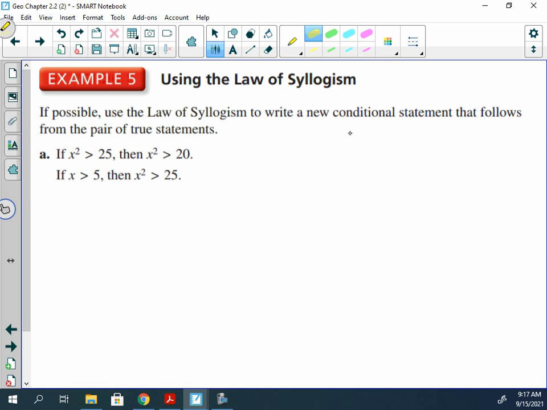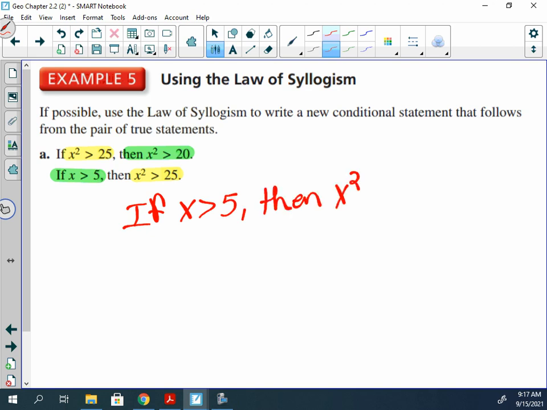Is there one that matches up in both of these statements? x squared is greater than 25, yes? Is one of them the hypothesis and one of them the conclusion? Mm-hmm. So what's left over? Okay, so I want to write a new statement. Well, we have if and then, yes? Which one would go first? If x is greater than 5, then x squared is greater than 20.